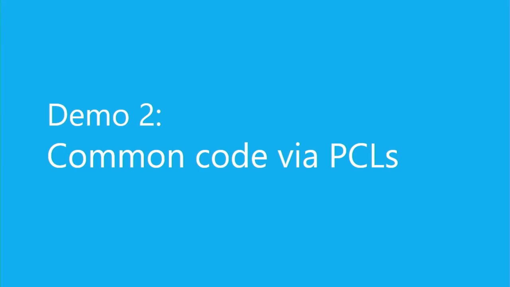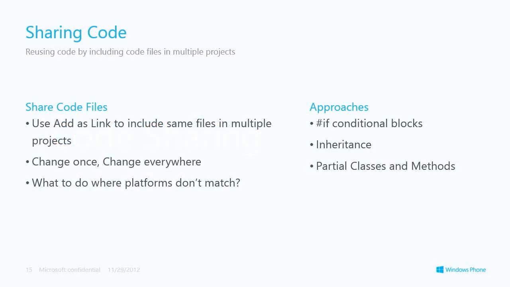Let's go back to there. Code sharing techniques. Once you're going to hit the buffers eventually with these portable class libraries, there's going to be stuff you need to do on both platforms, and there are a number of different approaches to sharing actual physical code files. If you use add as link, you can include the same physical file in multiple projects. So if you make a change to it once, it changes everywhere. But you also want a technique of having variances between the two platforms, which is something you can't have: hash if defs in a portable class library.